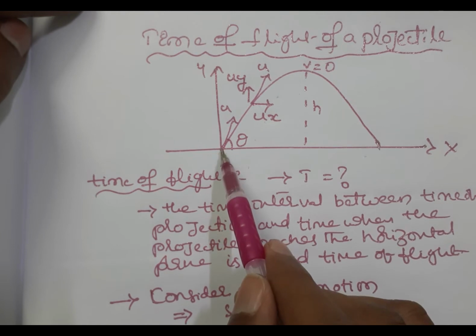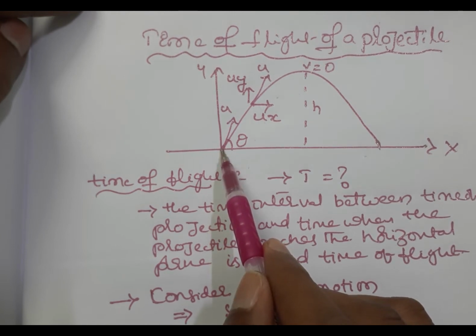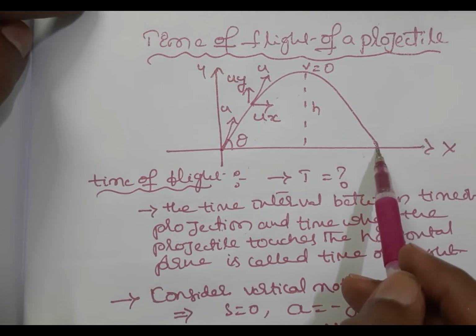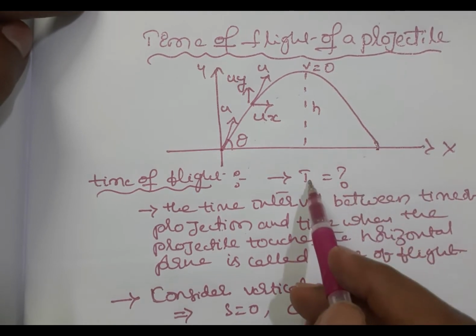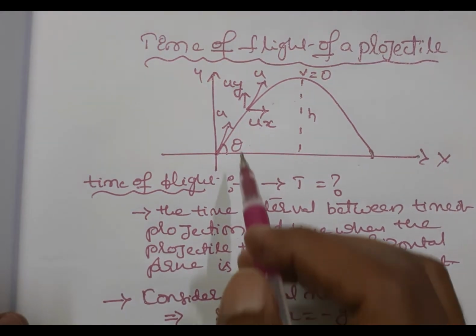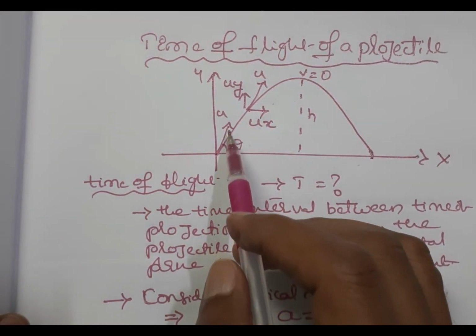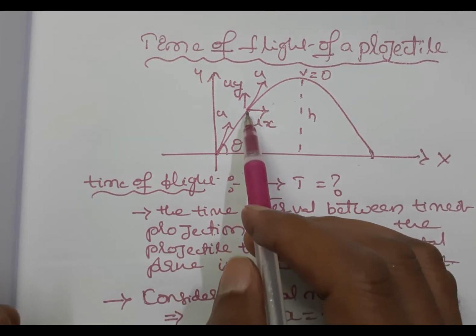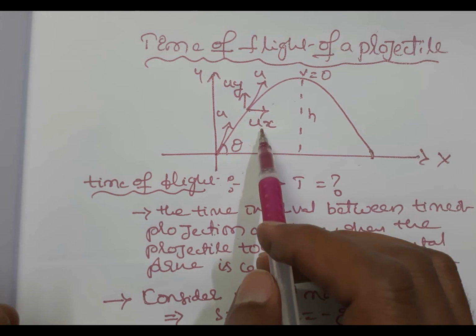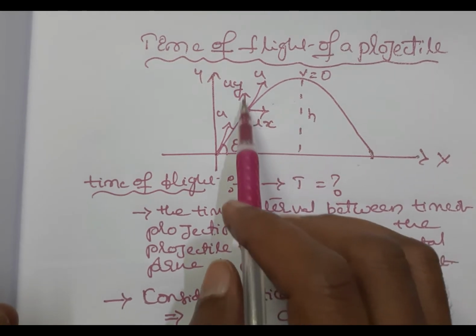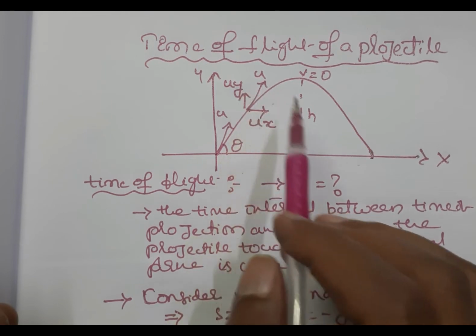So the time interval between the time of projection and the time when the projectile touches the horizontal plane is called time of flight, denoted by T. What is the formula for it? The projectile is thrown with initial velocity u, and you know the motion of a projectile is two dimensional, so its velocity is resolved into two components: the horizontal component ux, which is u cos theta, and uy, which is u sin theta.